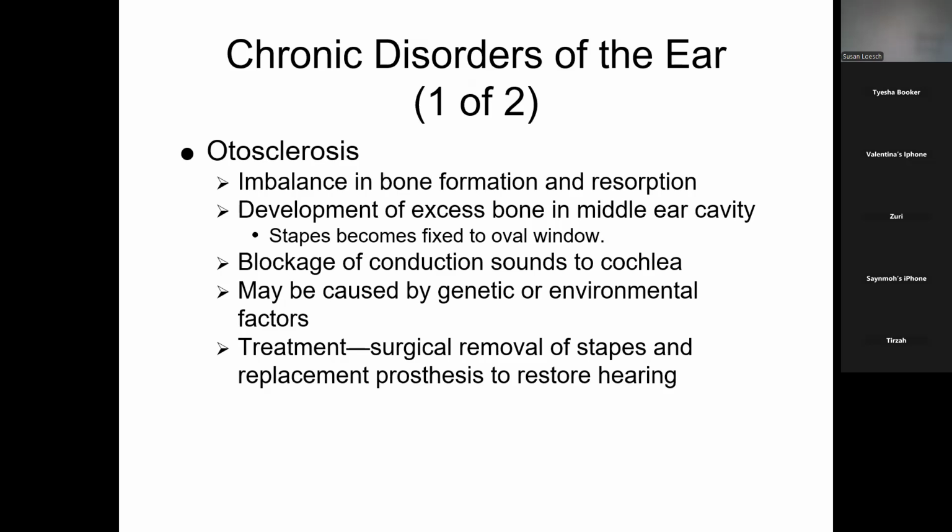Otosclerosis. This is where the stapes becomes fixed to the oval window and it doesn't vibrate. And that blocks the conduction of the sound because that vibration is needed, remember, to make that fluid move, that endolymph and that perilymph fluid. If that doesn't move, you're not going to conduct that wavelength. Otosclerosis appears to be genetic.